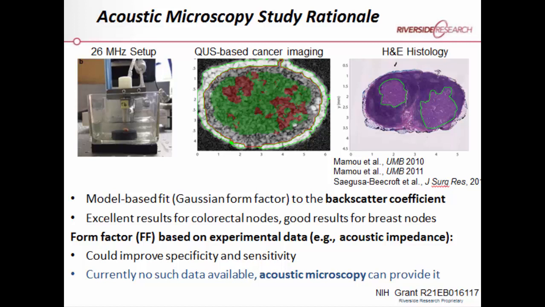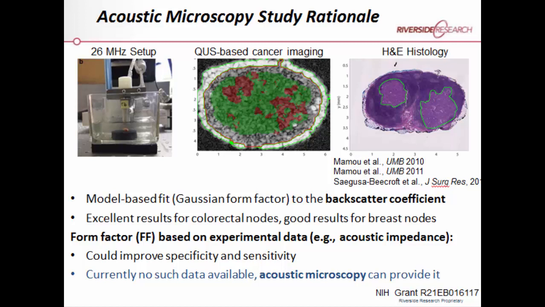But the way we do that is we use a model-based approach, and we specifically use a Gaussian form factor to fit to the backscatter coefficient that we estimate from these lymph nodes. And actually, we do have very good results on colorectal lymph nodes, and we have also good results on breast nodes, but we're trying to do better.